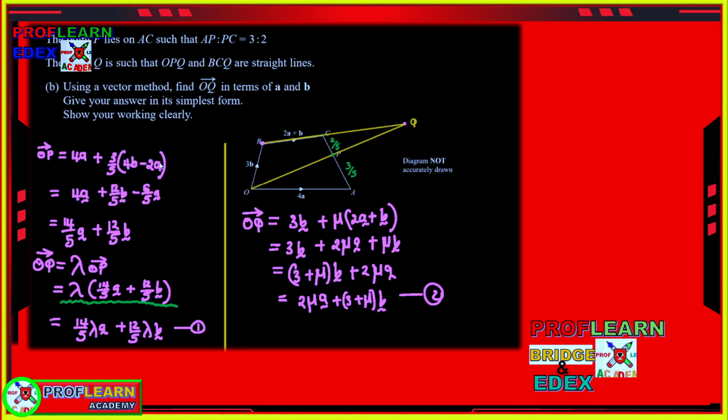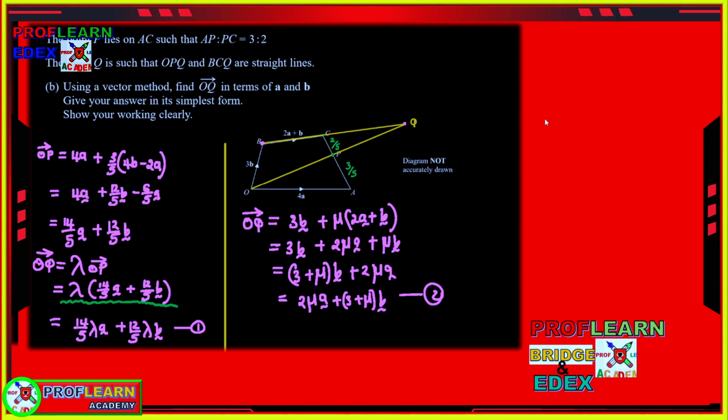So the first thing we were supposed to do is to find OP, but OP is going to be OA plus AP, right? And AP is going to be 3/5 of AC. Already we have gotten AC, so we are going to say OP will be OA, which is 4A, plus 3/5 of AC. So if you simplify, we're going to get our OP as 14/5 A vector plus 12/5 B vector.